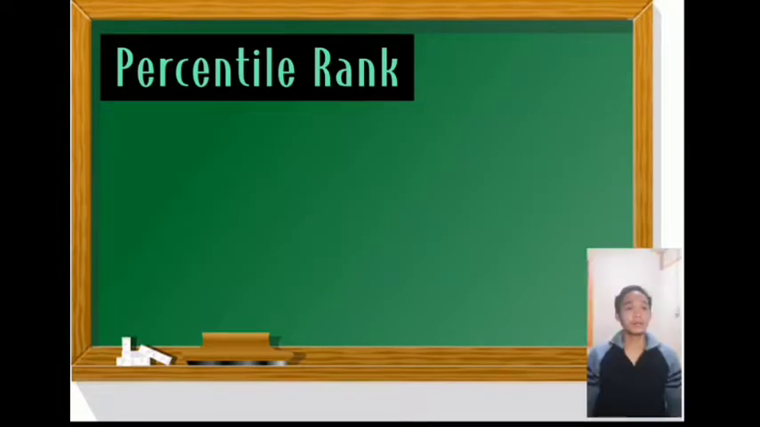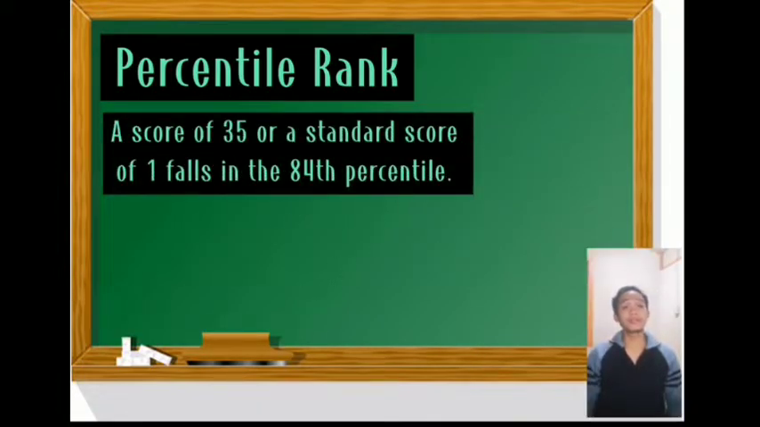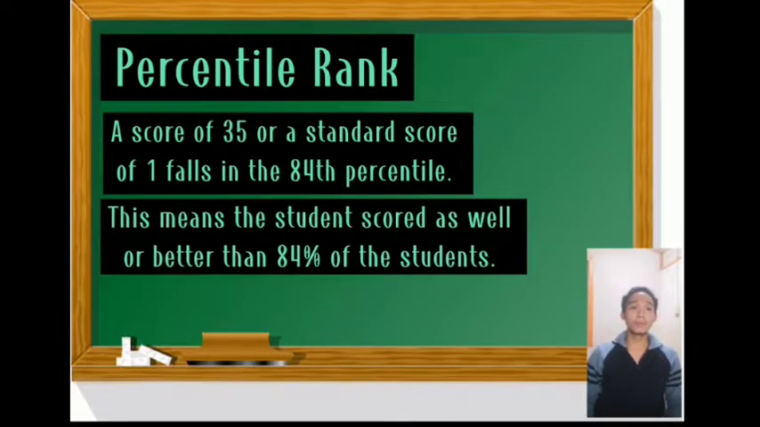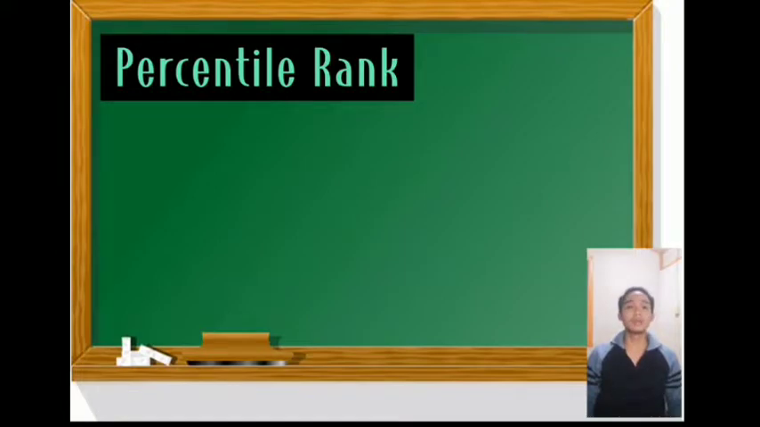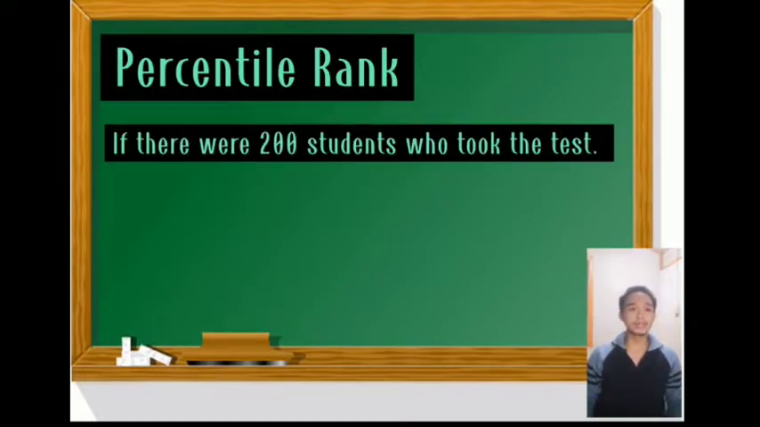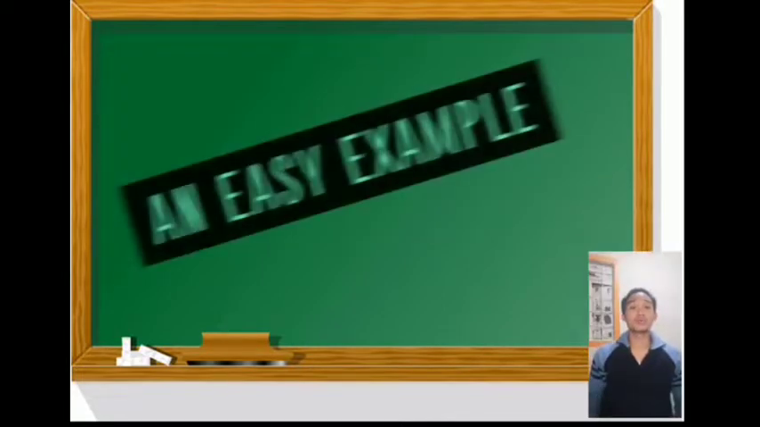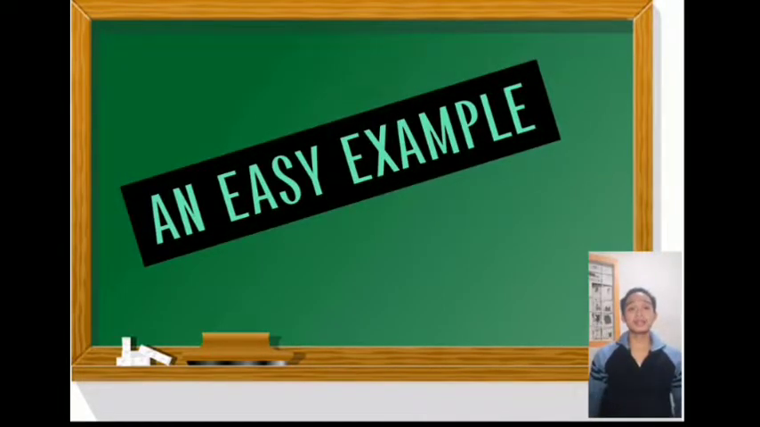Below only. For example, a score of 35 or a standard score of 1 falls in the 84th percentile, which means the student scored as well as or better than 84% of the students in the sample. We could also say that the student's score is in the upper 16% of the norm group. If there were 200 students who took the test, a percentile rank of 84 indicates that the student scored higher than 168 students.